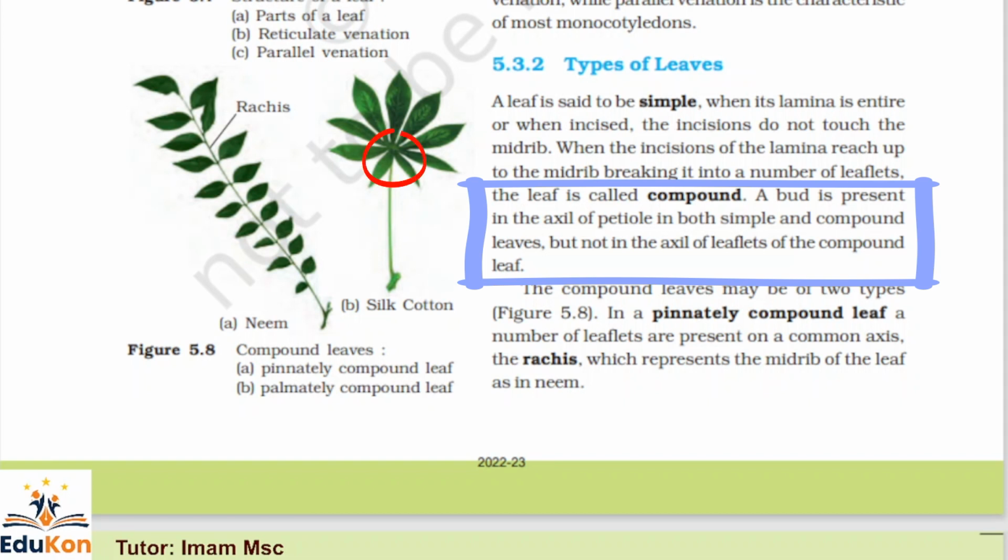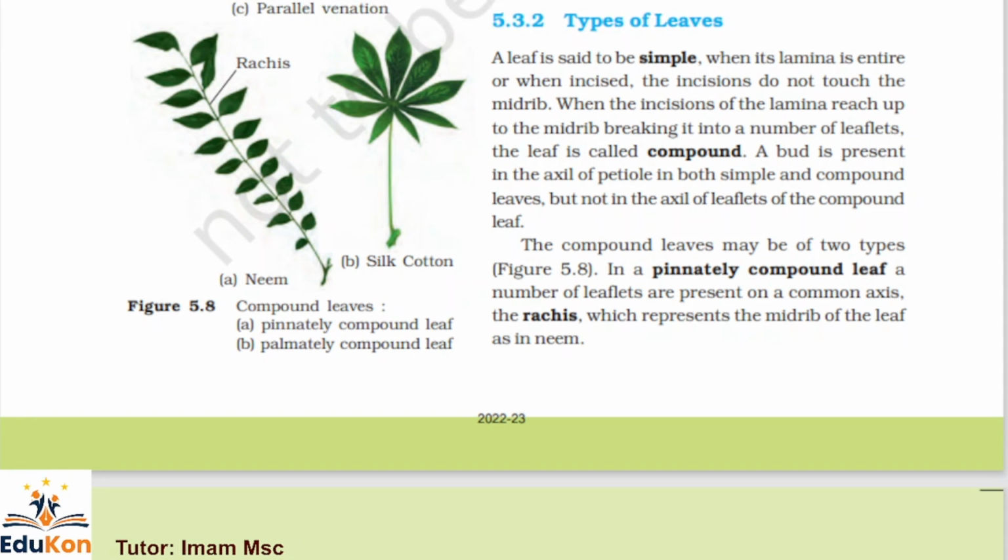In palmately compound leaves, the leaflets are attached at a common point. See the difference: we have a neem plant here and a silk cotton. In palmately compound leaves, the leaflets are attached at a common point, that is at the tip of the petiole, whereas in pinnately compound leaves, they are on either side of the midrib, that is the rachis. Here the leaflets are attached at a common point, at the tip of the petiole, as in silk cotton.